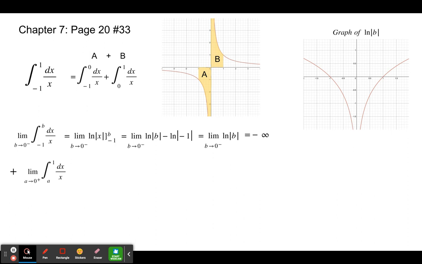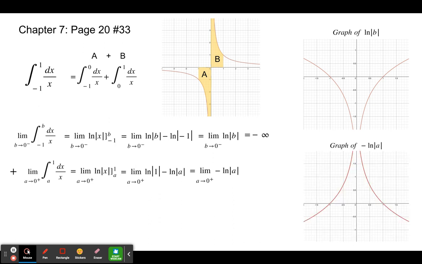So we have the limit as a approaches 0 from the right of the integral from a to 1 of dx over x. We're going to solve for this integral again, and we get the limit as a approaches 0 from the right of the natural log of the absolute value of x from a to 1. Again, let's rewrite this. It's the limit as a approaches 0 from the right of the natural log of 1 minus the natural log of a. And again, the natural log of 1 is just 0. So we're just left with the negative natural log of the absolute value of a.